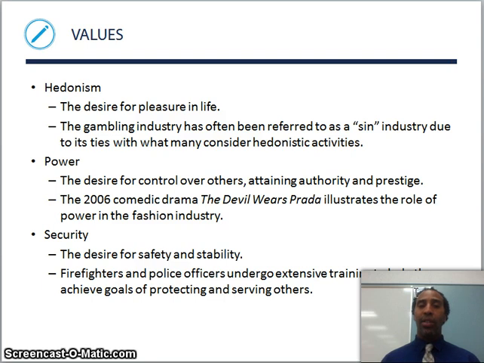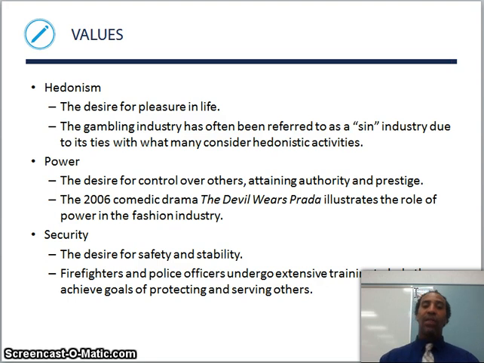The gambling industry has often been referred to as a quote-unquote sin industry due to its ties with what many consider hedonistic activities. Power, the desire for control over others, attaining authority and prestige. The 2006 comedic drama The Devil Wears Prada illustrates the role of power in the fashion industry and how somebody may use and abuse that power.